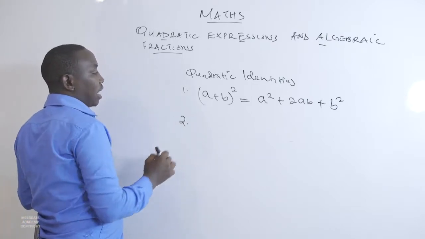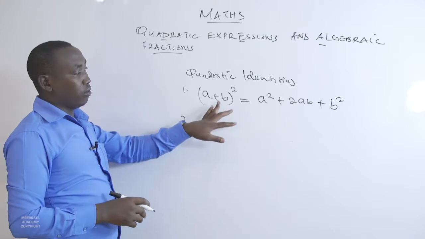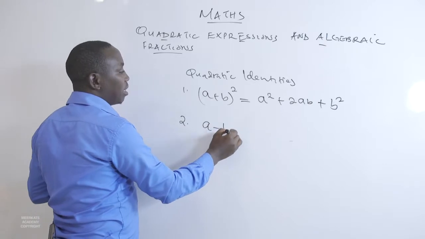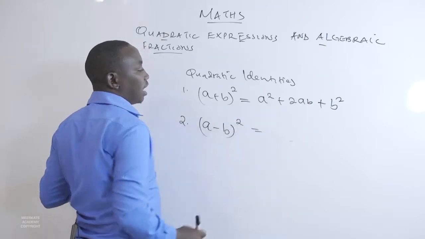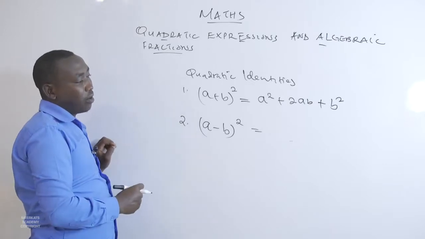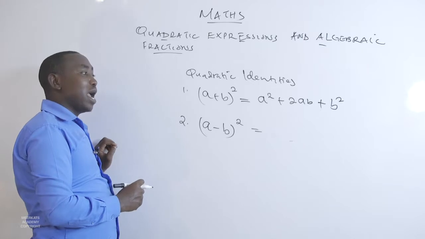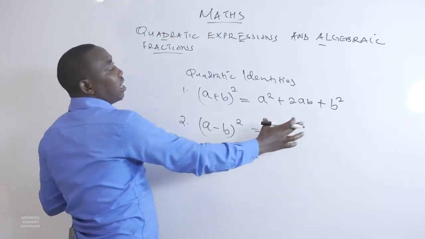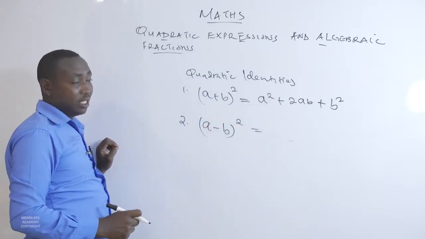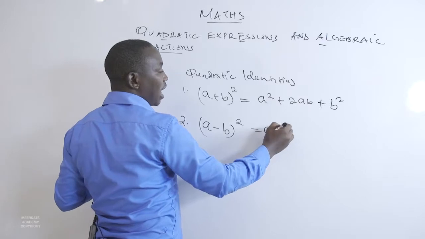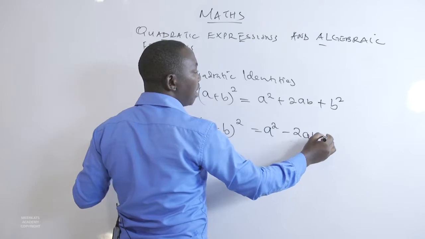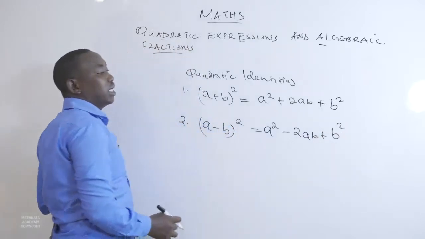The second quadratic identity was when the sign changes to negative, so that we have (a - b), the whole of it raised to 2. During expansion of such a quadratic expression, we discovered that everything is going to remain as we have there, but the first sign is going to be negative. So when expanded, this shall be a squared, subtract twice the product of the two terms, plus the square of the last term.